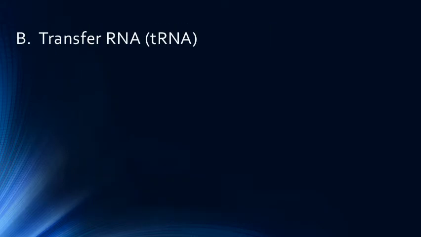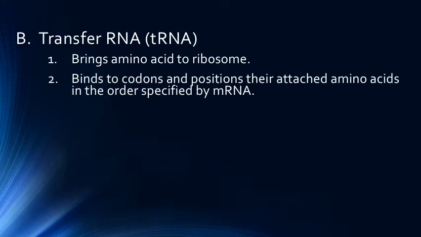So let's talk a little bit more about that transfer RNA. We haven't discussed that very much. The transfer RNA brings the amino acid to the ribosome. It transfers the amino acid to the ribosome. It binds to the codons. Remember, the codons are the messenger RNA. So the transfer RNA binds to the messenger RNA and positions their amino acids in the order specified by the messenger RNA. Remember, the messenger RNA is carrying the codons. The transfer RNA is carrying the anticodons.